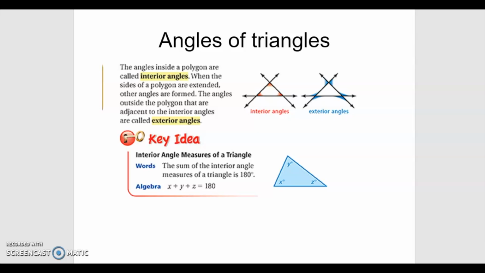So if we're looking at our triangle here, if I were to add up the measure of angle y plus the measure of angle x plus the measure of angle z, those three angles will add up to 180 degrees. We also are going to learn about the exterior angles, the angles that are outside of the triangle, and we'll be learning about how to find their measures as well. But we're going to start with the interior angles.